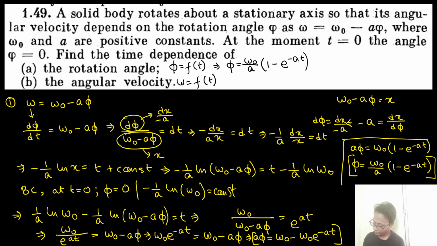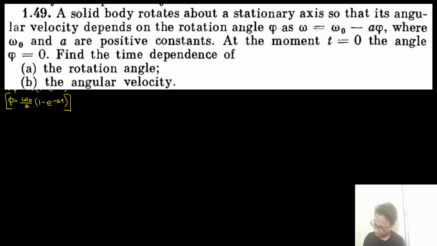Okay, now I need to find out the angular velocity with respect to time. Simply what do we do to find out angular velocity? We differentiate this entire term with respect to time. Now I need to find out part B of the question, that means angular velocity as a function of time. So if I simply differentiate this with respect to time, I get the angular velocity.